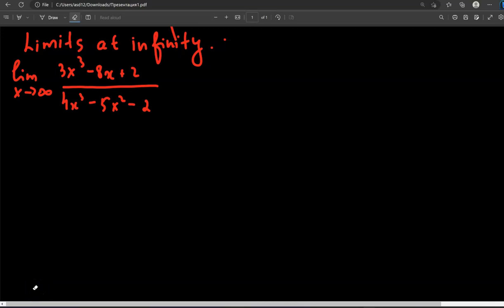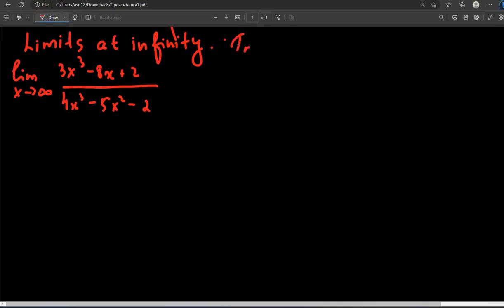Today we're going to continue our main topic, limits at infinity. First of all, to solve this problem, we should use the trial method. What I mean is, first of all, what is given? We are given the limit as x approaches infinity of (3x cubed minus 8x plus 2) divided by (4x cubed minus 5x squared minus 2). In order to solve this problem, we should use our trial method.